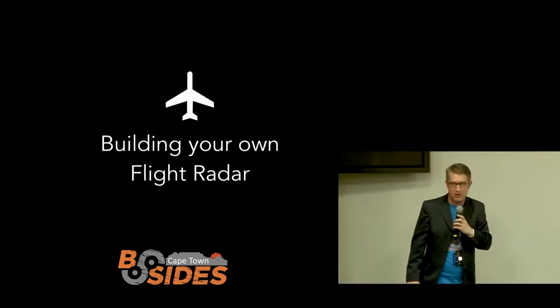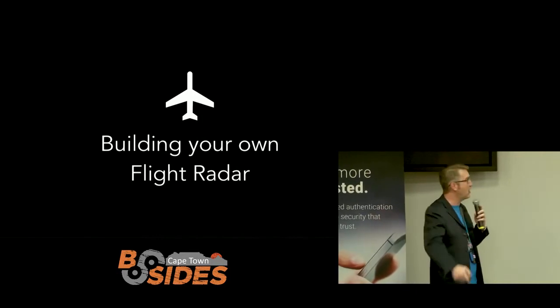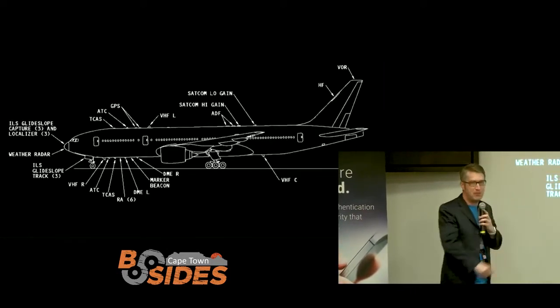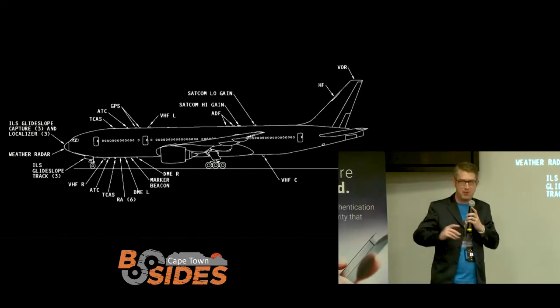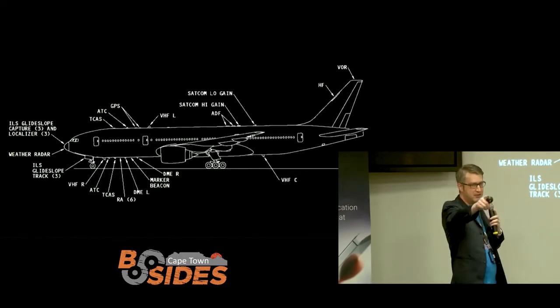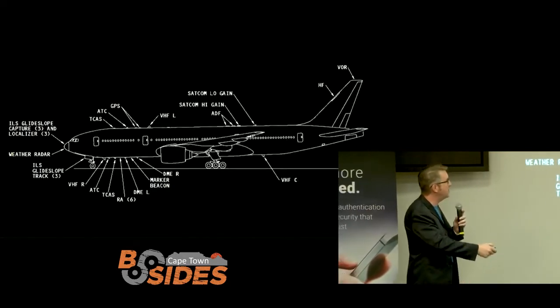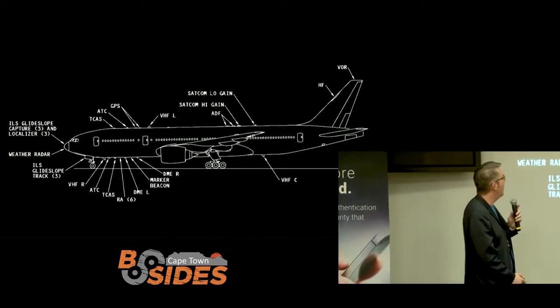Let's talk about how you can build your own flight radar as well. Has anyone done this before? Okay, this is a lot of fun. Who knows what type of plane this is? No guesses. It's a Boeing, yes. It's a Boeing 777. It's got 31 antennas on here, and we're going to go through every single one. I'm kidding, we'll just go through one.